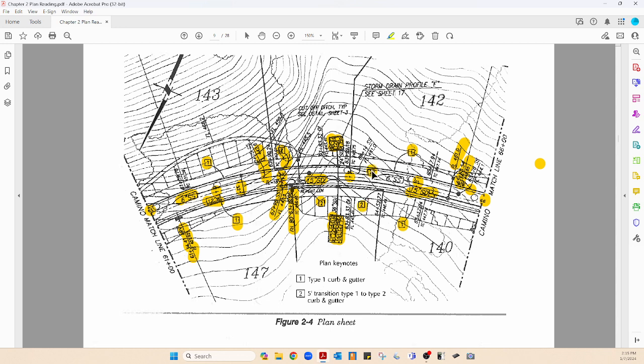What are they saying? Those are some 2s. The squares with the numbers 1 and 2 in them pertain to plan keynotes. That's going to be some information at the bottom of the drawing indicating the type of curb required. So if we go down here, 1 indicates curb and gutter, and 2 indicates the transition type, 1 to type 2, curb and gutter.